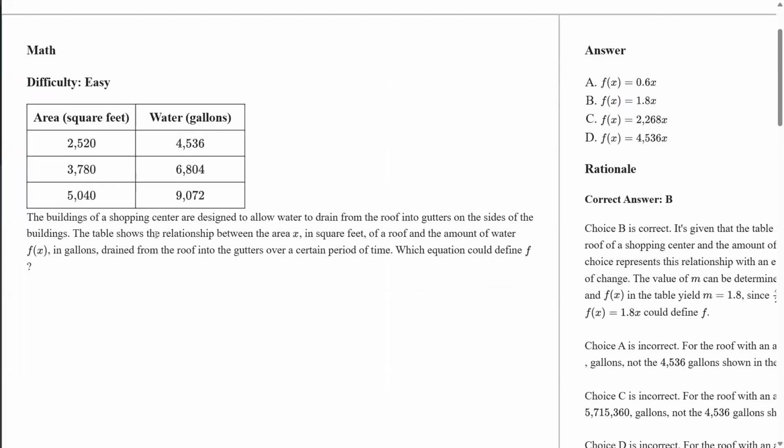The building of a shopping center. Okay, I'll give you here a table, and it is asking. Let's read the question. The buildings of a shopping center are designed to allow water to drain from the roof into gutters on the sides of the building. The table shows the relationship between the area x in square feet of a roof and the amount of water f(x) in gallons drained from the roof into the gutters over a certain period of time. Which equation could define f?